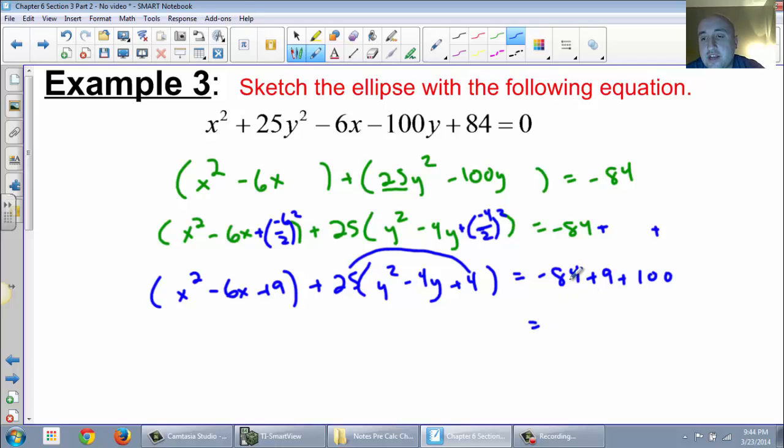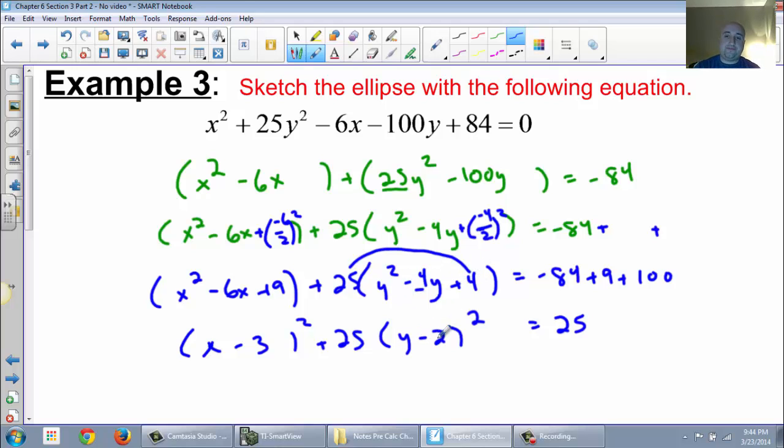Okay, so let's see what we have here. -84 plus 100 plus 9 turns out to be 25. Okay, so now we're going to factor the left-hand side. What two numbers multiply to be 9 and add to -6? Multiply to be 9, add to -6 is -3, plus 25. Factor this part. What two numbers multiply to be 4 and add to -4? -2 would be the answer to that one.